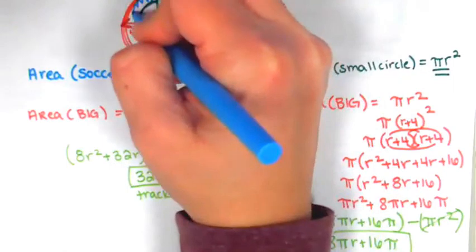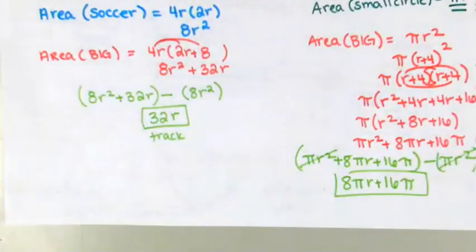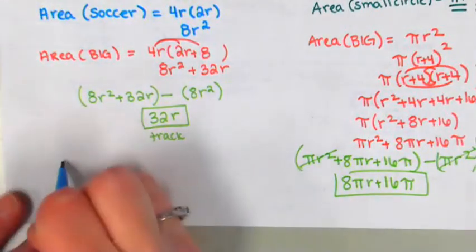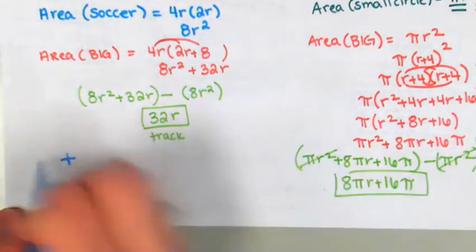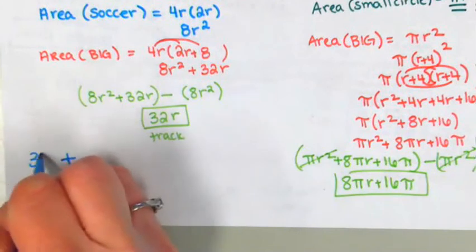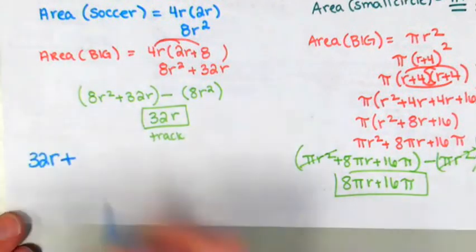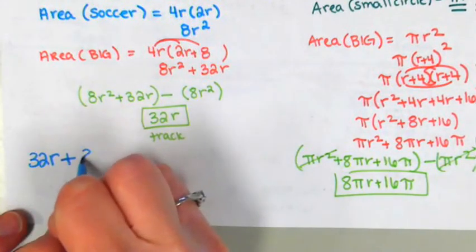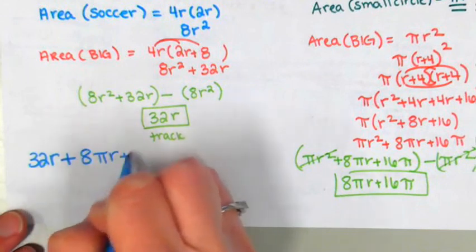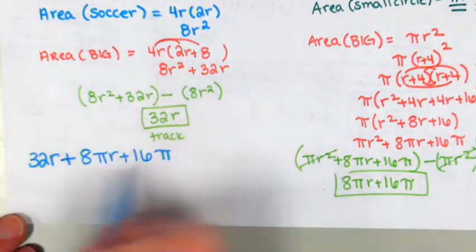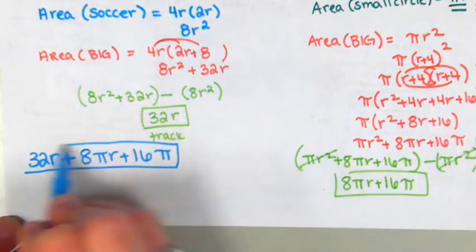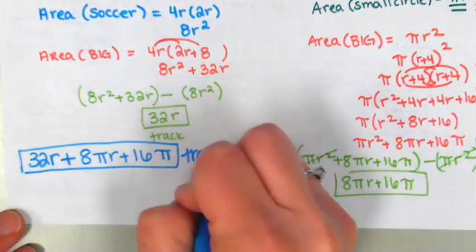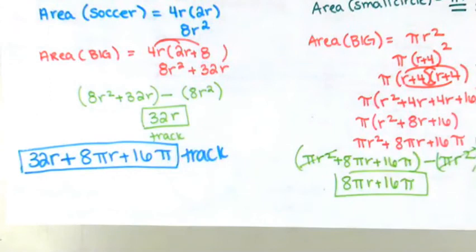So what would I do to get the area of the whole thing? I would add them up. Yeah. So we're going to add the two. So my track is 32R. And what's my track of the circles? 8 pi r plus 16 pi. Can I combine any of those? No. Why not? Because they're unlike terms. Exactly.